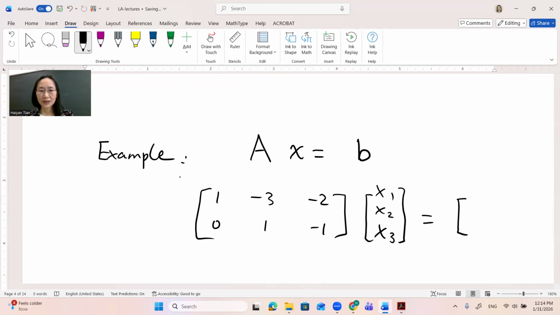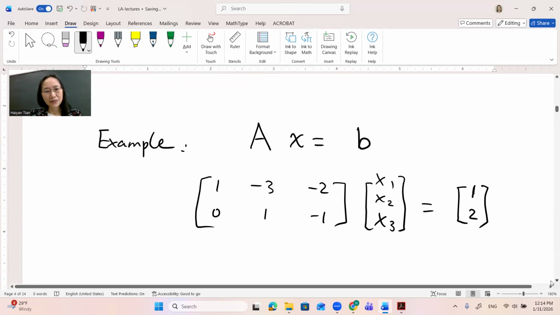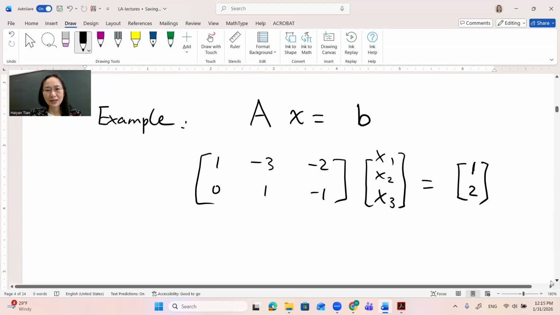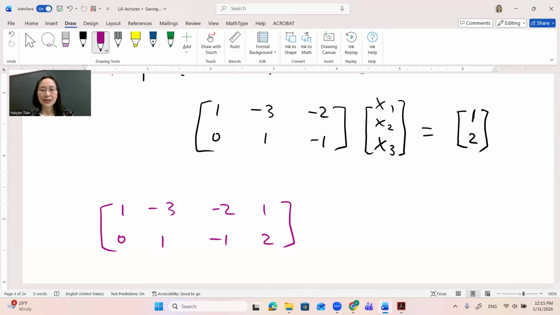But this time, it's not a zero vector. If it's zero, it's still homogeneous, right? So I want to work on a non-homogeneous one. So suppose one of the two entries of b is not zero. So now I make it (1, 2). So that is the vector on the right-hand side. How do we solve it? It's just a system of two equations, and we solve it as we always did, and we can work on this augmented matrix and do some row reduction.